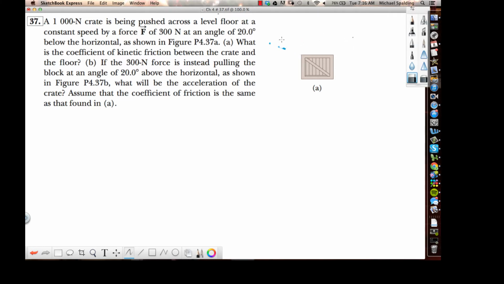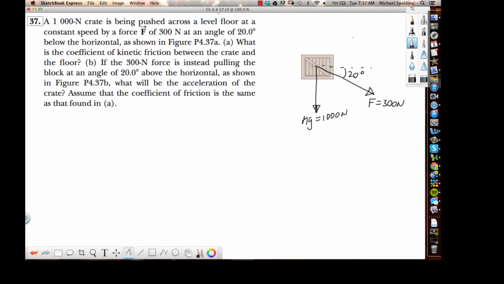So I'm going to kind of redraw this. So here's our object and the forces. So what are the forces on the crate? So we have the 300 Newton force exerted at 20 degrees below the horizontal. So show the angle, draw in the horizontal, dot, dot, dot. Okay, what other forces? We got mg down, and mg is equal to 1,000.